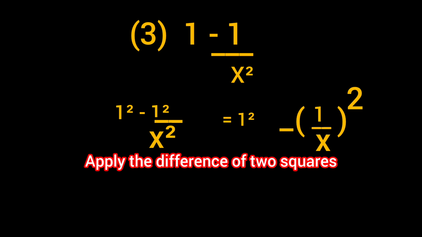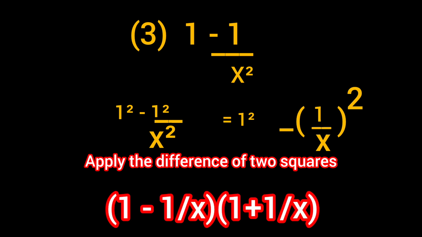Then we apply the difference of two squares. Since both of them are squares and there is minus in between them, we open our bracket and put 1 minus 1 all over x. We close it, we open it again and put 1 plus 1 all over what? x. And that becomes the factorization of 1 minus 1 all over x squared. I hope you understand. Thank you.